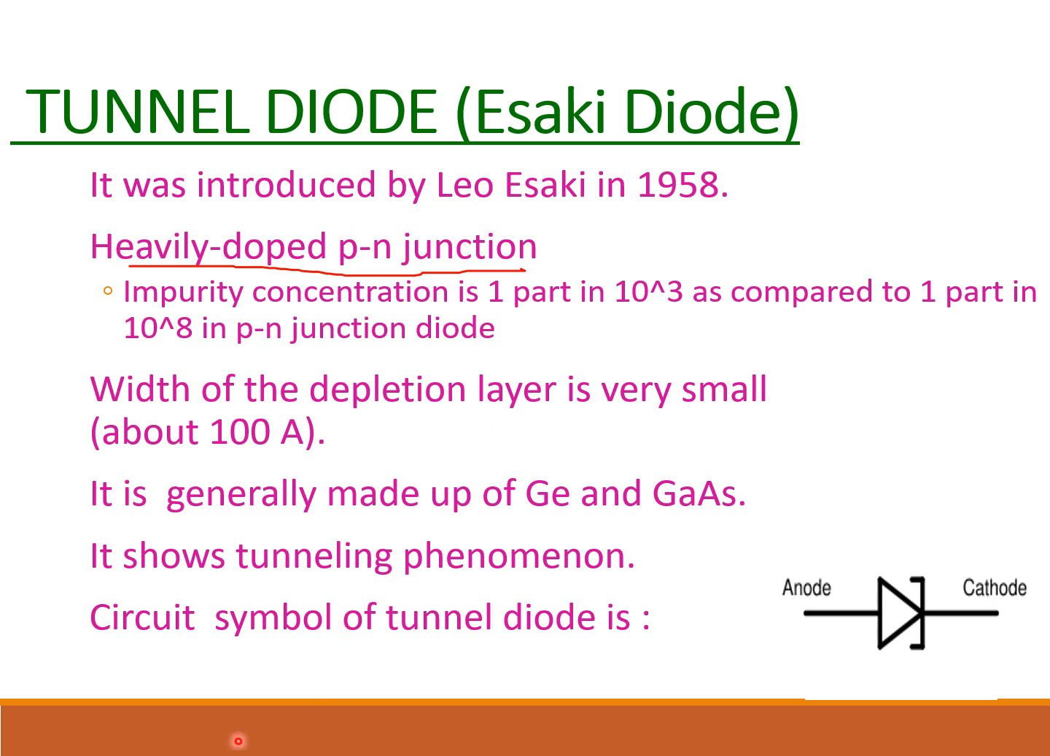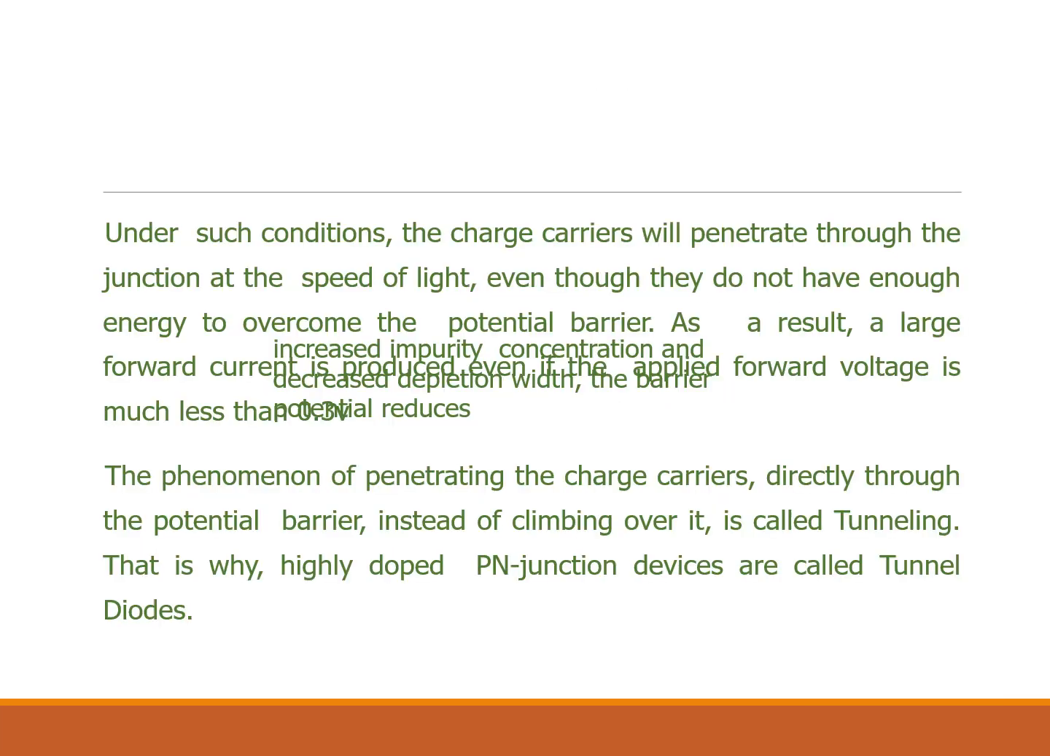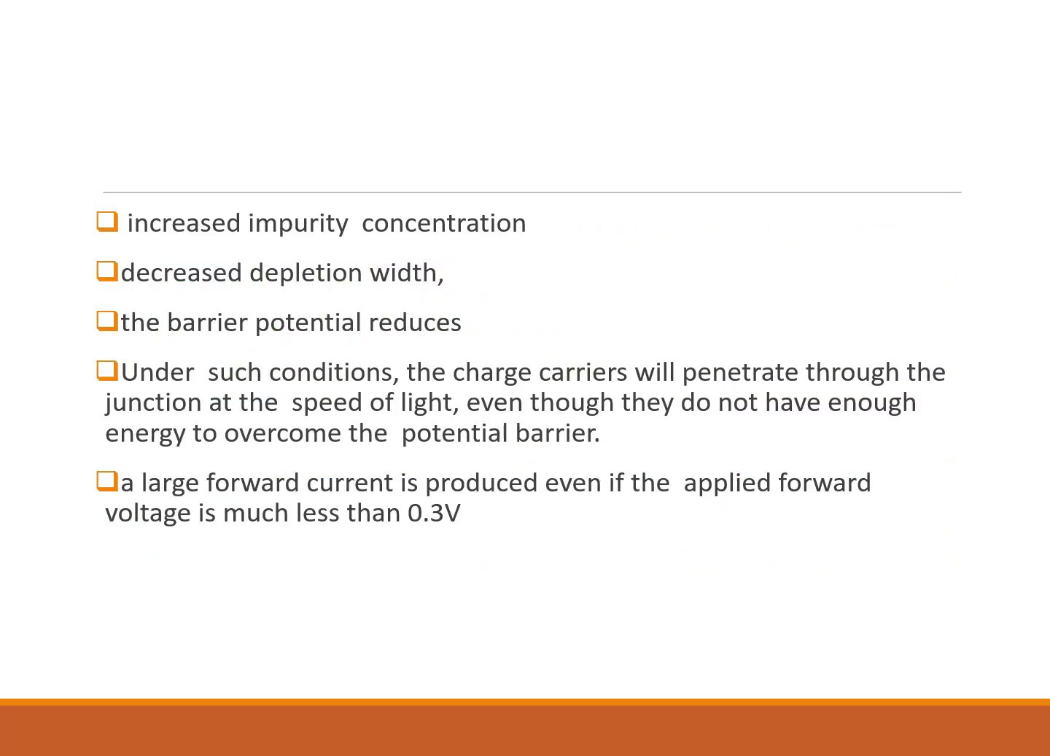Because it is heavily doped, the width of the depletion layer is very small. Normally germanium and gallium arsenide are used for this tunnel diode. Why this name? Mainly it uses the tunneling phenomenon, and that is why it is named the tunnel diode. You can see the circuit symbol of the tunnel diode.